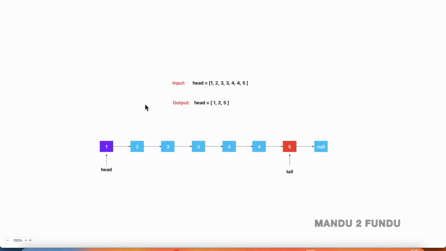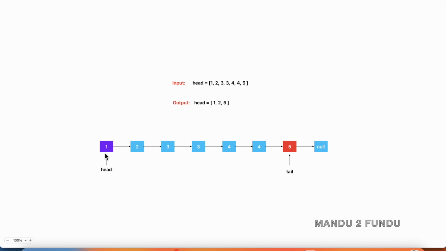Let's look at the approach to solve this problem. So we are given the head of the linked list which has 7 elements: 1, 2, 3, 3, 4, 4, 5. After removing the duplicates 3 and 4, the returned linked list will have 1, 2, 5 in ascending order. We can solve this problem by traversing this linked list from head to tail. As we traverse, we need to keep track of the previous node and the next node.